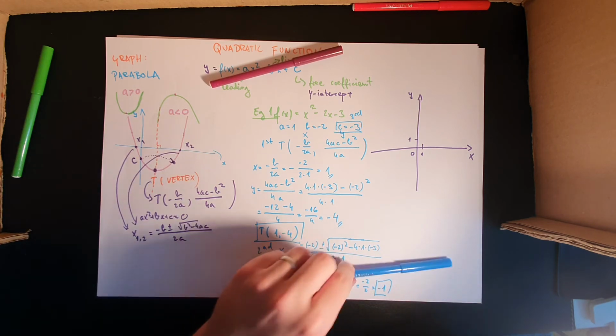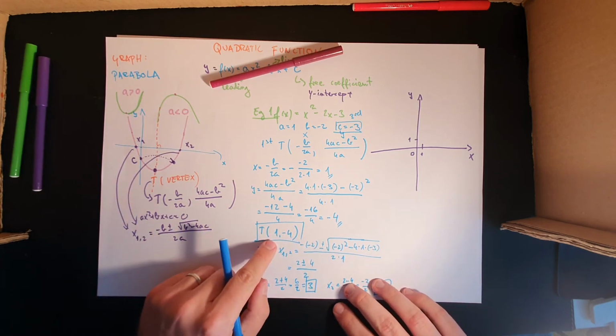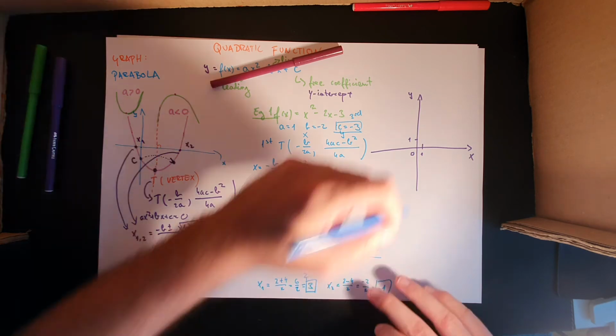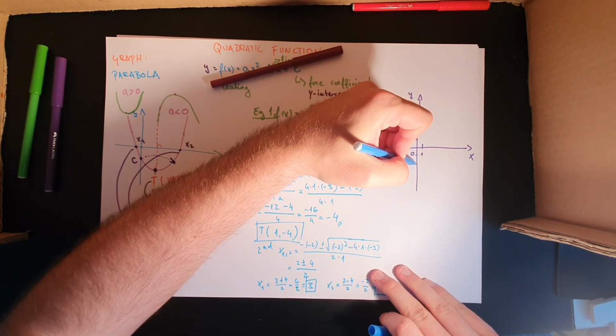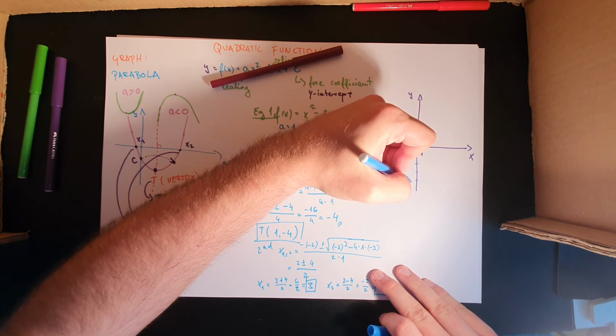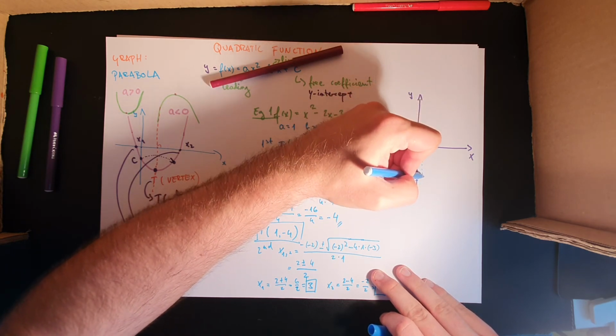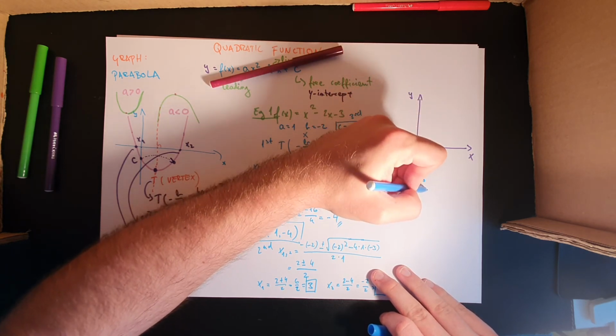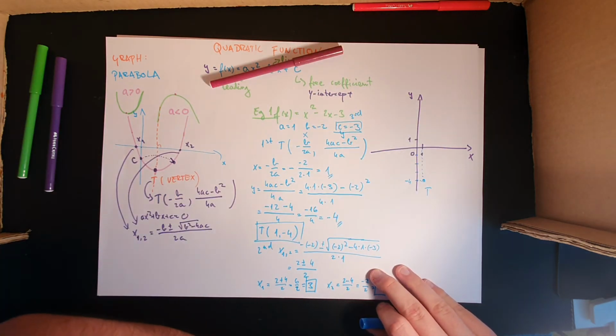Okay, let's start with the vertex. X coordinate is 1, y coordinate is minus 4. So 1, minus 1, minus 2, minus 3, minus 4. So 1, minus 4, here we go. Here is the vertex T.